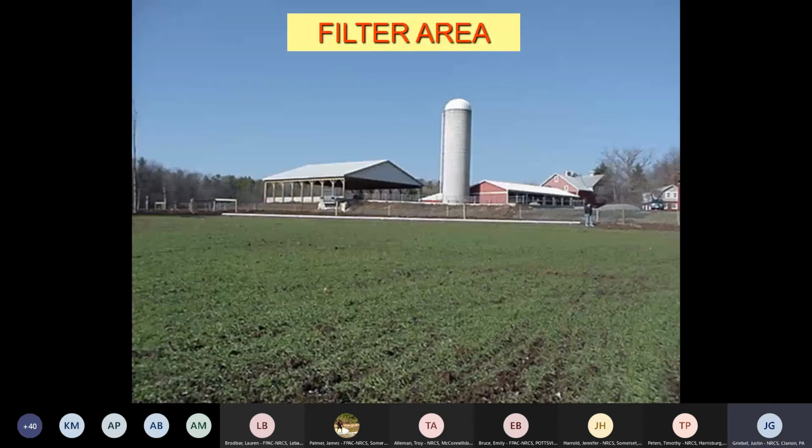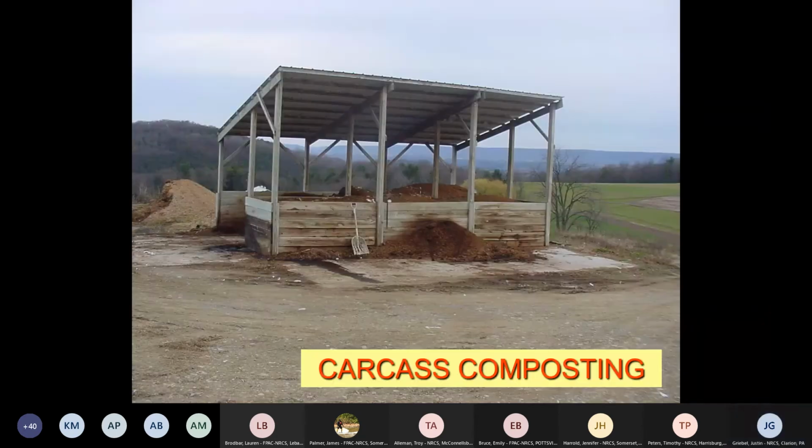Here's another view of the lot water being piped down to that long grass. It's going to be a grass treatment area, but that pipe there is what will be discharging the effluent from the heavy use area above. And you can see the roof over the manure stacking area.